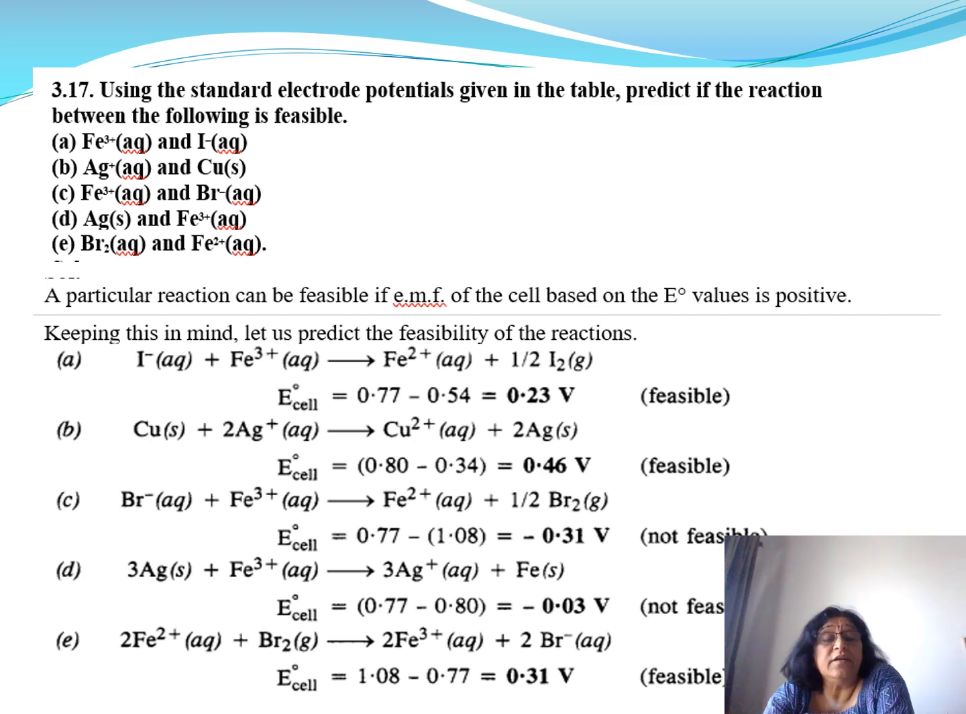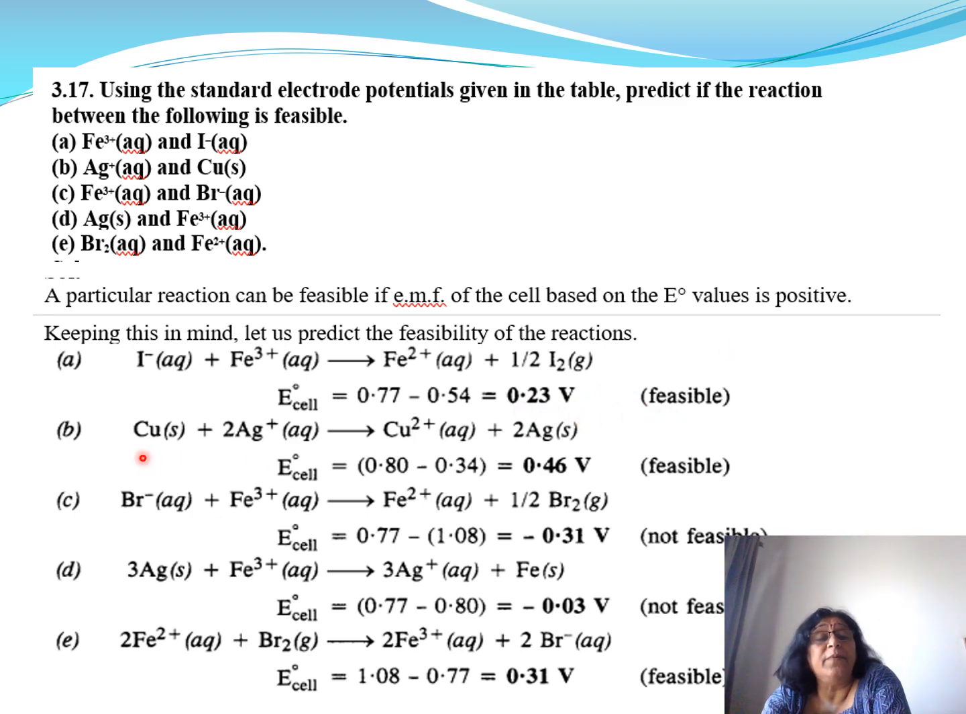So using the standard electrode potentials given in the table, predict if the reaction between the following is feasible or not feasible. Okay. So Fe3 plus and I minus. When you do the reaction between I minus and Fe3 plus, you get Fe2 plus and half I2. So Fe3 plus is reducing and I minus is oxidizing. So I minus is anode and Fe3 plus is cathode. So E cell is E cathode minus E anode, 0.77 minus 0.54, that is 0.23 volts. That means this is positive E naught cell, so it is feasible.